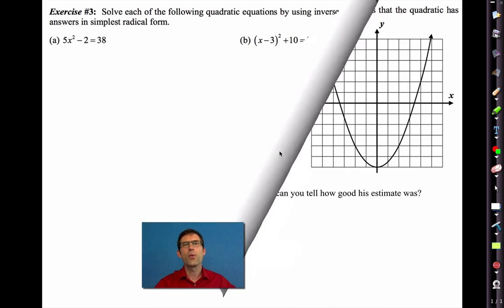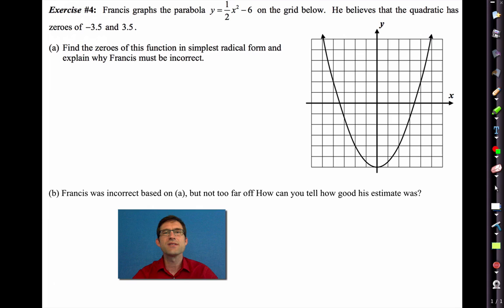Okay, let's go on to one that's got a graph involved. This is a fun problem. Exercise 4. Francis graphs the parabola y equals 1/2 x squared minus 6 on the grid below. Okay. He believes that the quadratic has zeros of negative 3.5 and positive 3.5. You know, I mean, if I gave you this graph and I said, hey, what are the zeros? Why would you guess anything else?